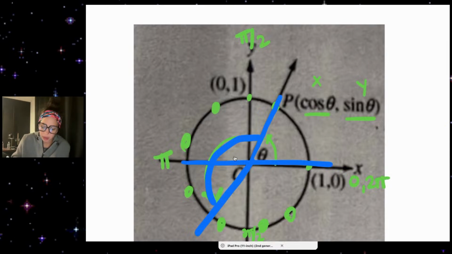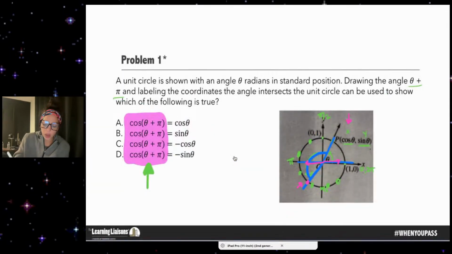So this is the point that I'm going to land at, right? Which means if I'm at cosine of theta, then this is going to be negative cosine of theta, because cosine is the x value, and now I'm going into the negative x value. So I'm going to end up with negative cosine of theta, which is really just, if I do x plus pi, I'm going to land on negative x, because that's just how our coordinate grid works. Does that make sense?